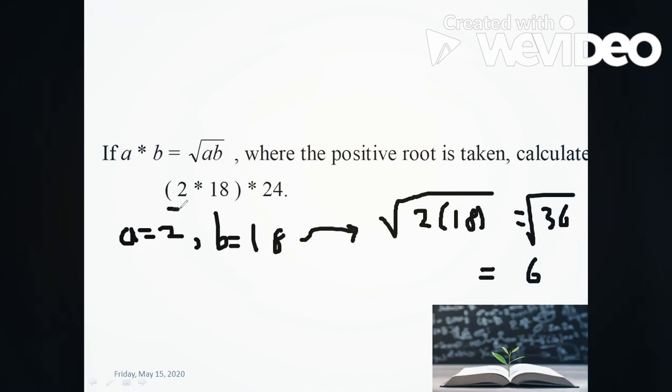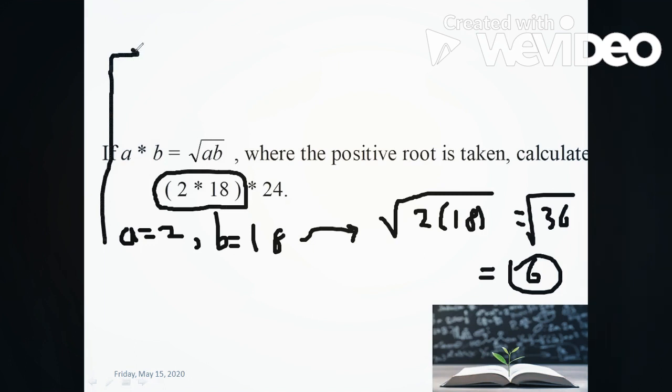So when you work out all of this, we get 6. All right. So the complete question on what we're going to do, okay, I'm going to go upstairs, is that our question becomes this now: 6 star 24.